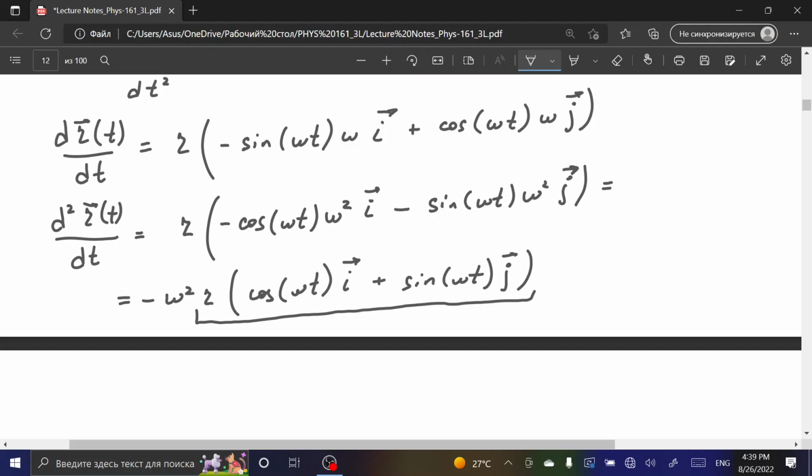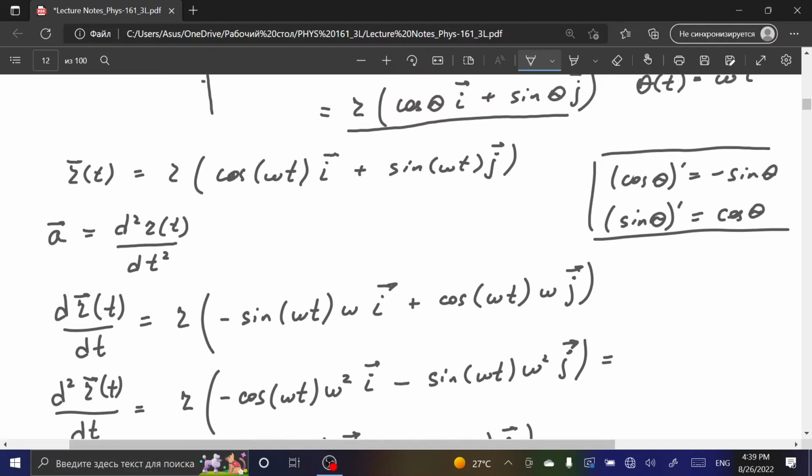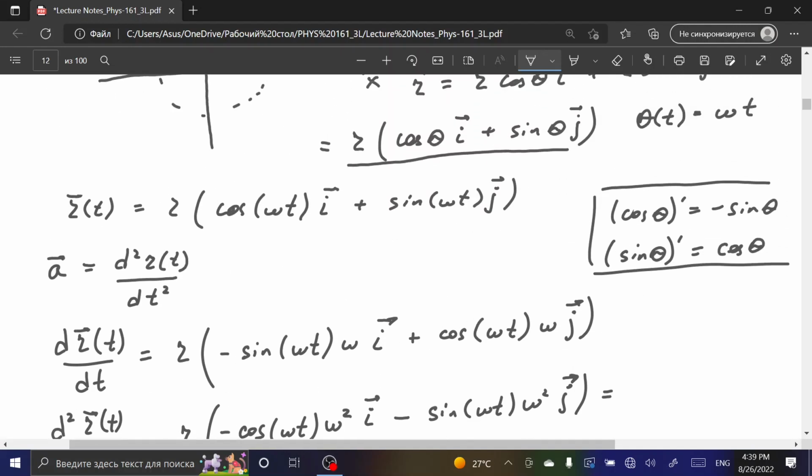Acceleration is everything. Yeah, but specifically this part: r times this parenthesis. So first function then. That is the same as what we defined at the beginning, since our radius vector is a function of time: radius times cosine omega t times i unit vector, plus sine omega t times j unit vector.